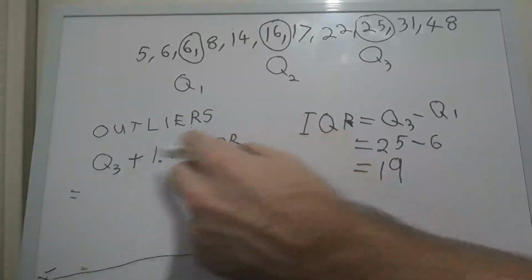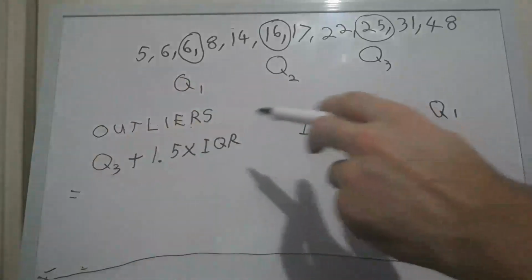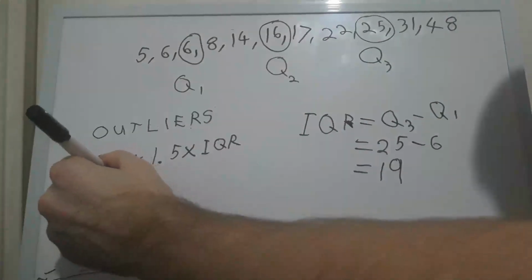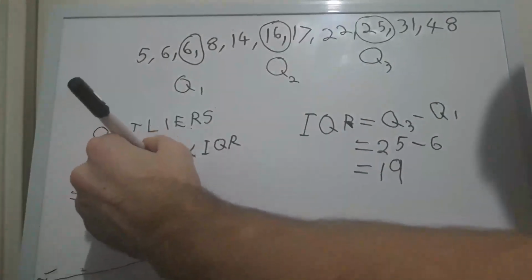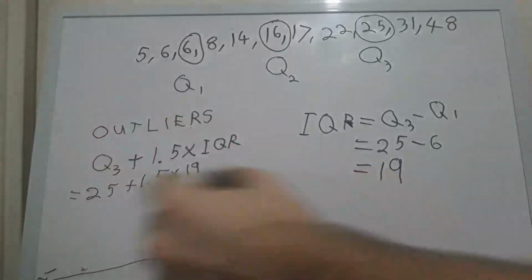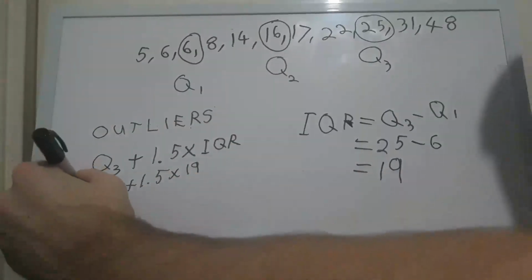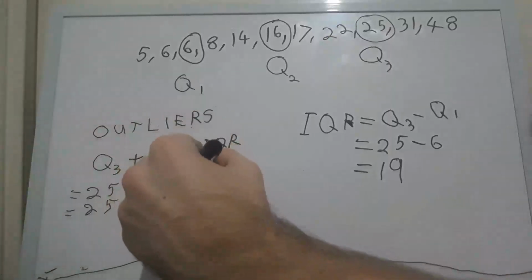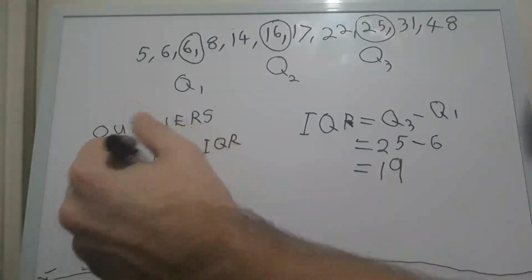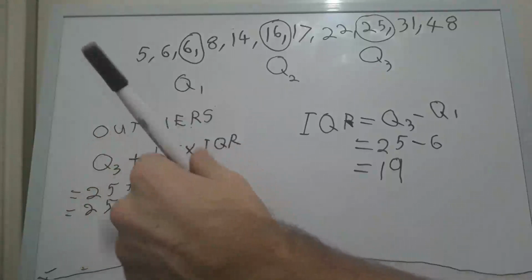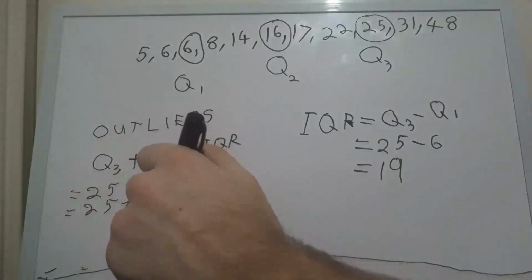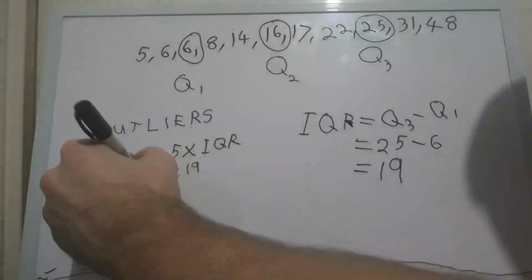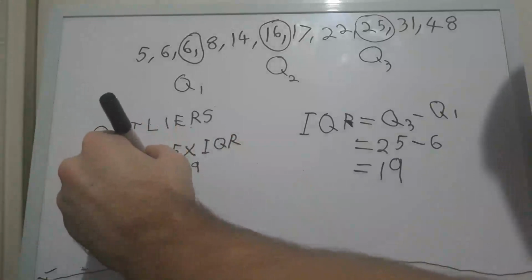So, substituting Q3 and IQR into this expression, Q3, 25, plus 1.5 times 19, so you end up with 25 plus, now what's 1.5 times 19? 19 is pretty close to 20. 1.5 times 20 will be 30. The 1.5 times 19, let me make sure I'm getting this right. 9, 4.5. Oh boy. 28.5.